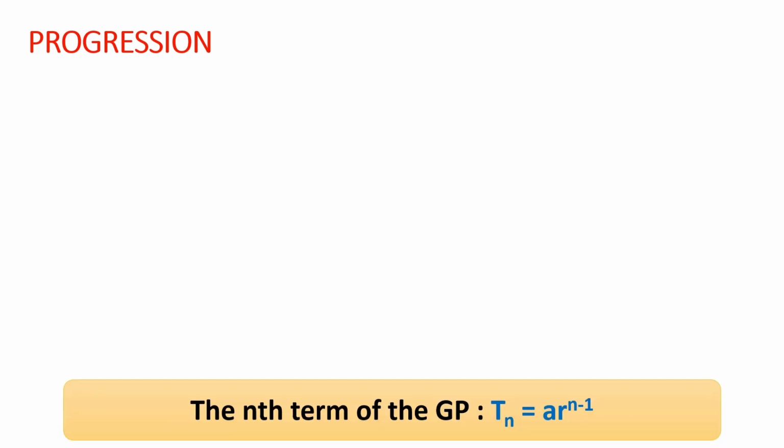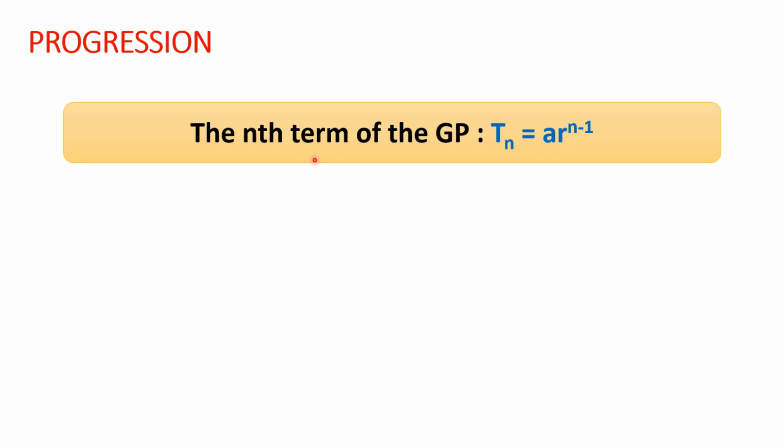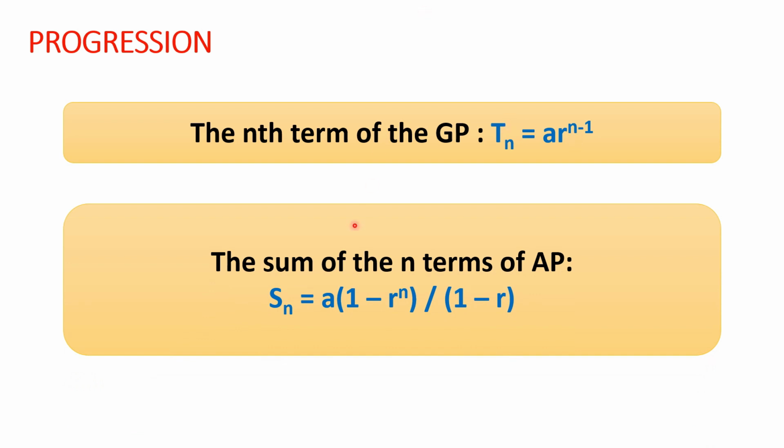Similar to AP, for GP also we have to remember some equations. To find the nth term of the GP, the equation is Tn equal to a r power n minus 1. And to find the sum of n terms of the GP, the formula is Sn equal to a into 1 minus r power n by 1 minus r. Just try to remember these equations. These formulas will help you a lot to solve problems related to arithmetic progression and geometric progression.